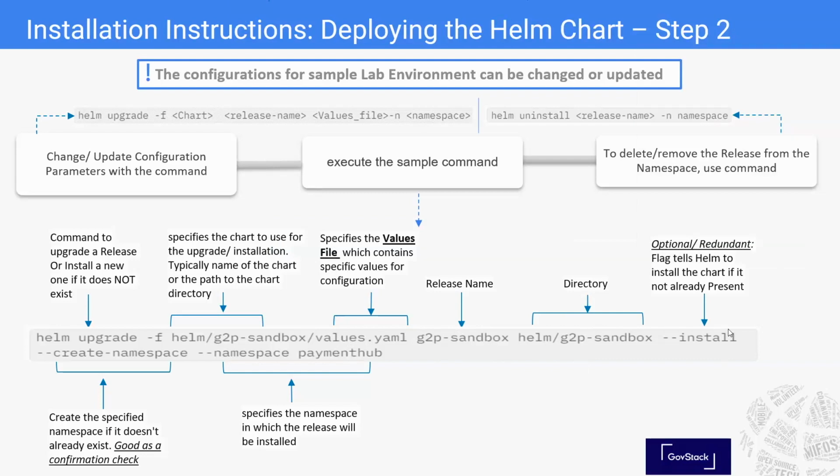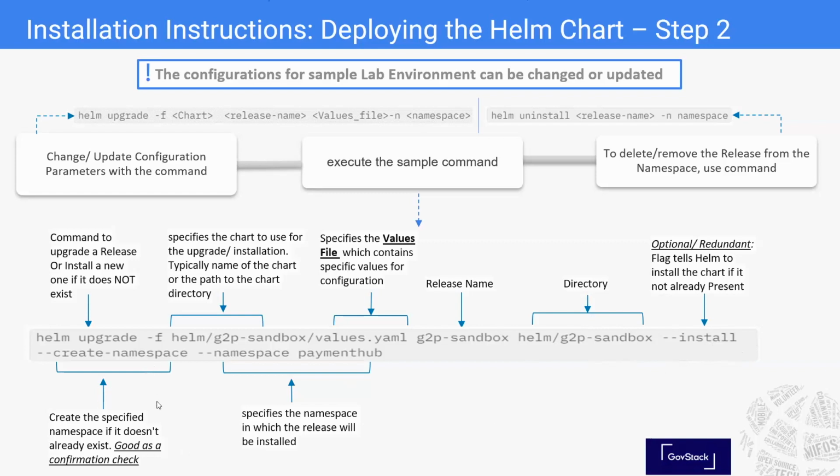And at the end of this command, you also see this install. Again, there are various ways to write the commands, but this is added as an extra redundancy: in case Helm is not already installed, this chart is not already installed in your system, this command would ensure that after running it, that Helm chart is also installed in your system.